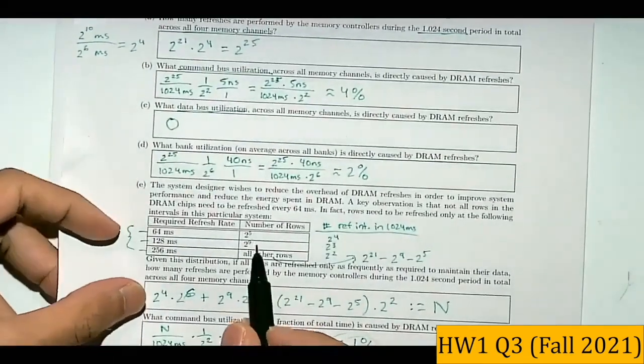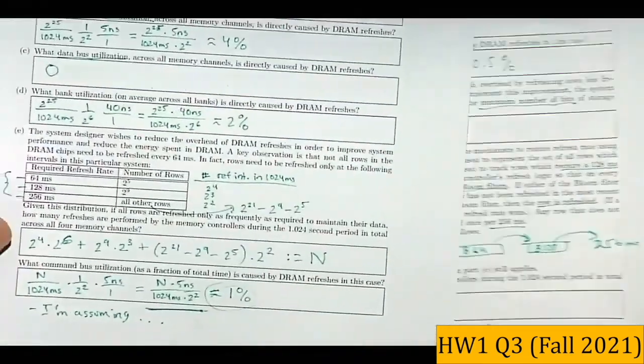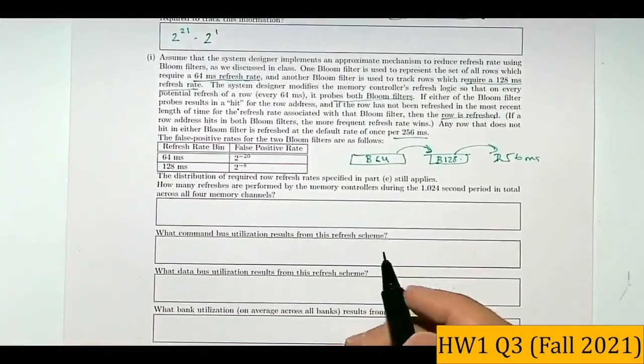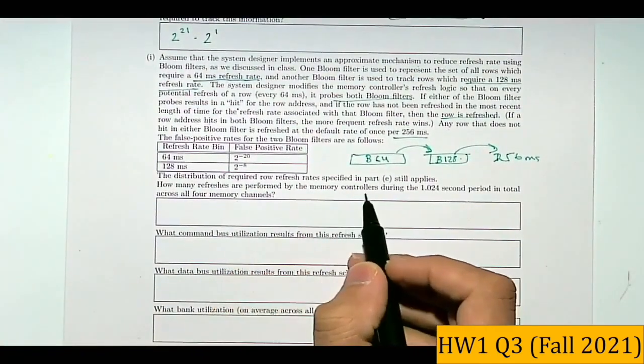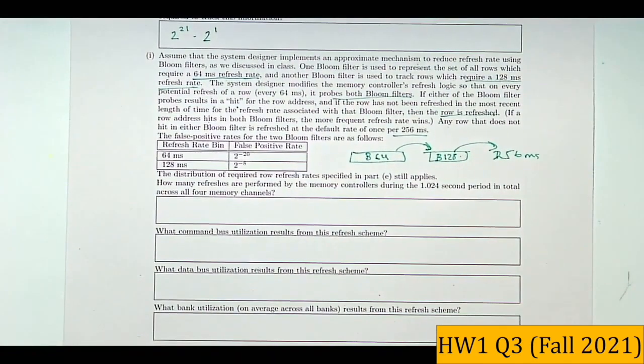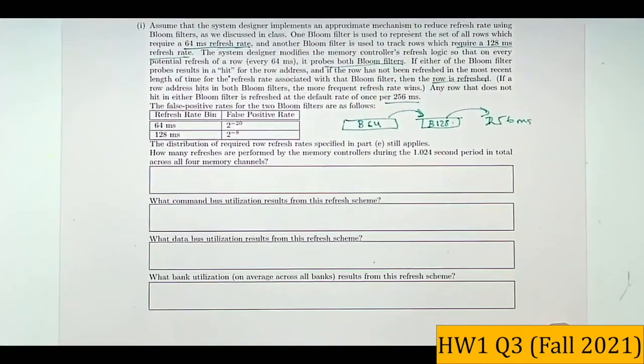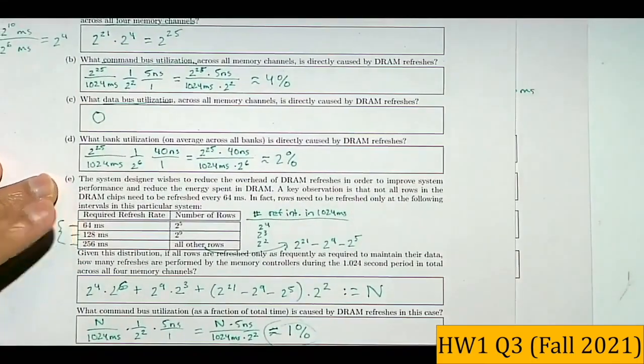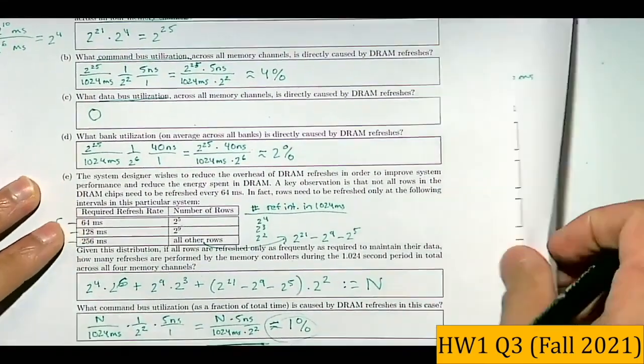So this table here is the same set of values that we're going to use for this part of the question. And now it asks us to repeat the same computations, essentially. How many refreshes are performed during the 1024 second period across all 4 memory channels? So we have these values, but we're also going to rearrange these bins a little bit based on the false positive rates.